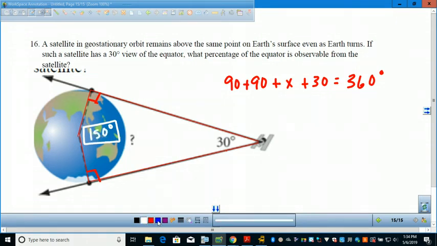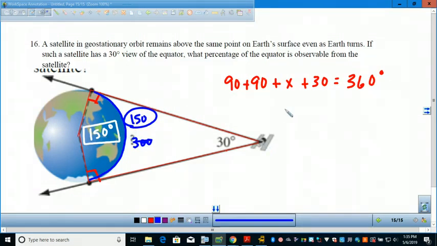So 150 divided by 360. Now, according to the notes, what is the relationship between the arc and the central angle? Are they the same, or is the central angle half of it? Do these match, or is this 150, or is it 300? It's on your notes. They are the same. The middle angle is the same. So the satellite can see 150 degrees of the Earth.